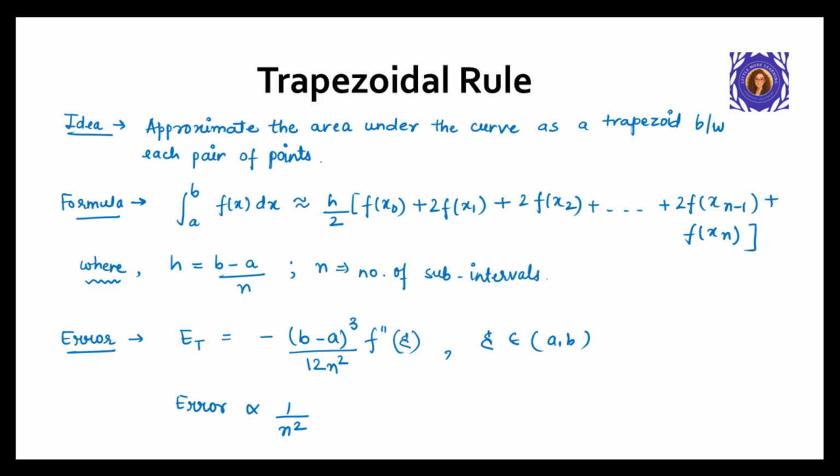The formula looks like integration a to b f(x) dx nearly equals h by 2 [f(x0) plus 2f(x1) plus 2f(x2), and it continues until 2f(xn-1) plus f(xn)]. Here, h is the width of each subinterval, that's (b minus a) divided by n. This method is simple, fast, and works well when the function is relatively smooth. But keep in mind, it's only using linear approximations, so it might not capture sharp curves or non-linearity very accurately.